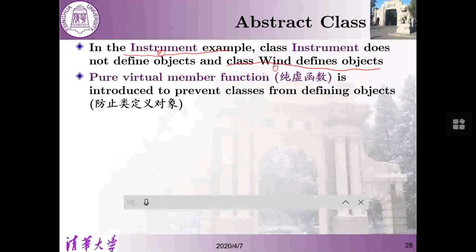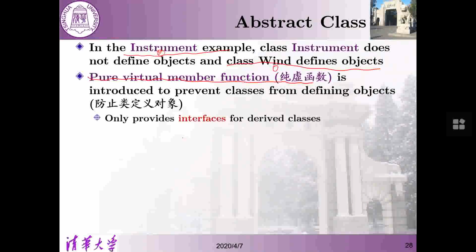So actually, an instrument can be defined as an abstract class. What is an abstract class? How to define an abstract class? This depends on the pure virtual member function. So this pure virtual member function can define abstract classes, and using this pure virtual member function we can prevent the abstract class from defining objects, if we do not want it to. This is a way.